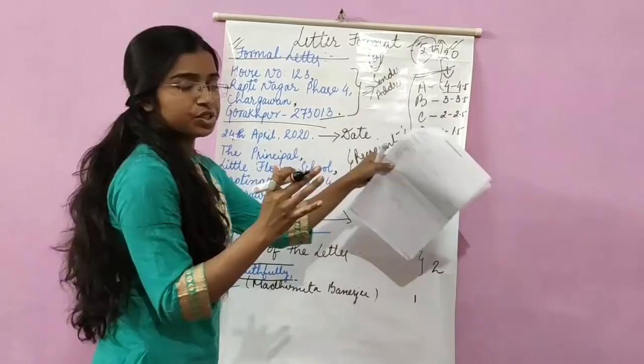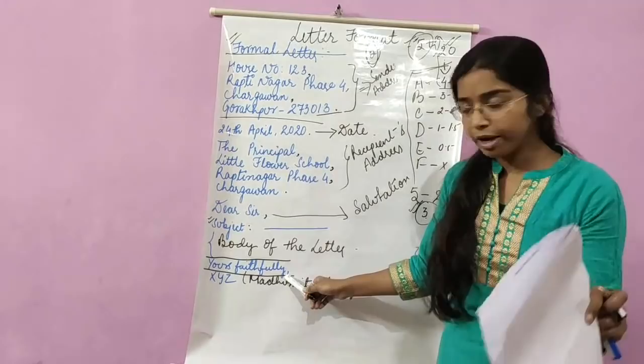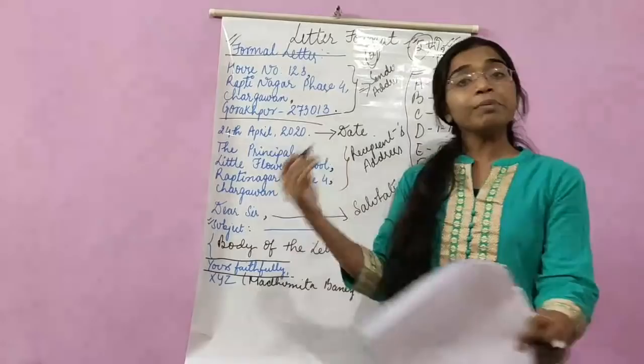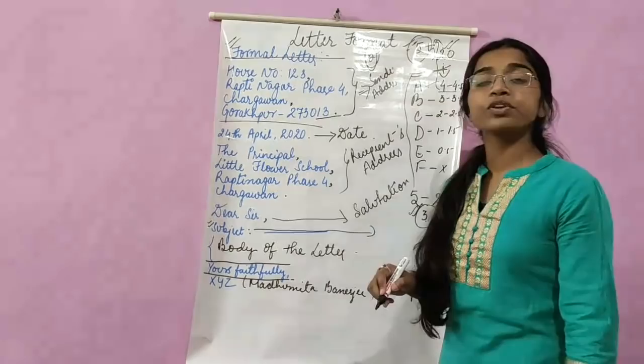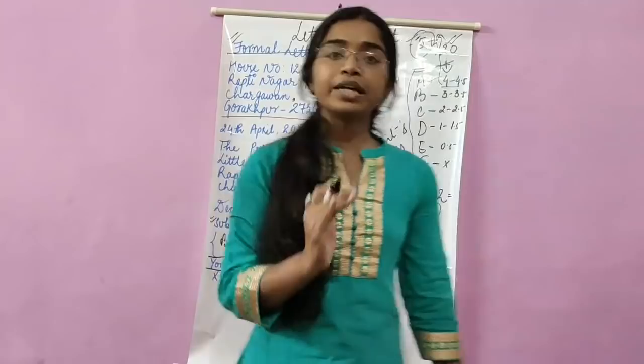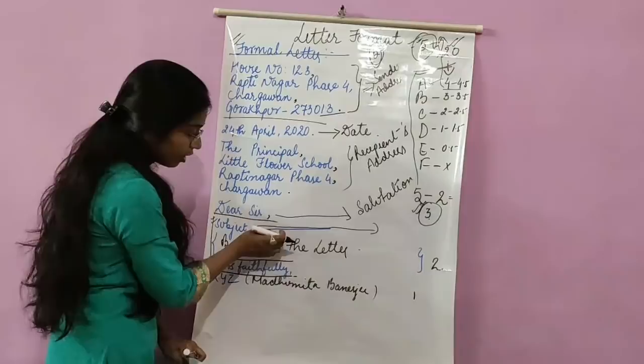For sender's address, half marks. Date, half marks. Receiver's address, half marks. Salutation, half marks. Only your subscription has got 1 mark. And body of the letter also will give you 2 marks. Now you may ask one question: since you told that subject is very important, why is there no mark allotted for the subject? So yes, that is true. Council doesn't provide you any marks separately for the subject. Subject and body are counted together.